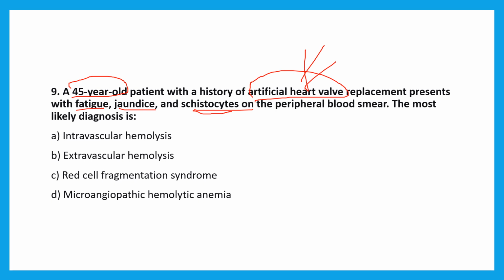So microangiopathic hemolytic anemia refers to damage from fibrin strands in small vessels, not large prosthetic surfaces. Therefore, what are we saying? We are saying that red cell fragmentation syndrome is the correct answer in this case, because of the presence of schistocytes and the mechanical hemolysis, which is of macro, not micro, angiopathic type.